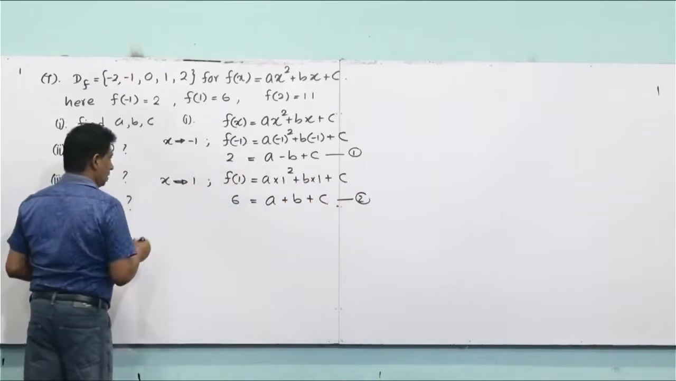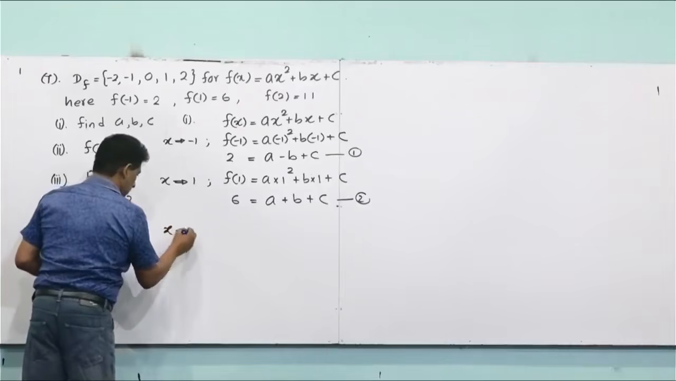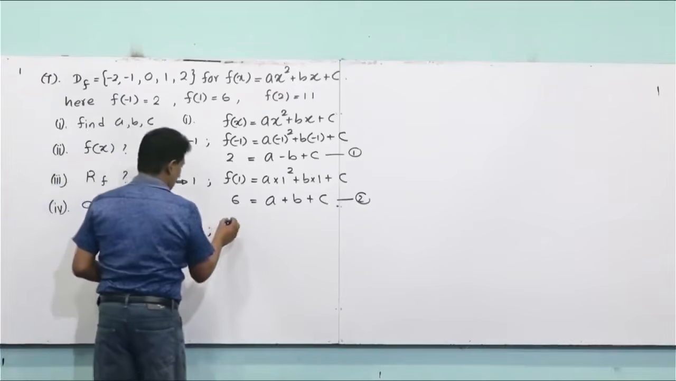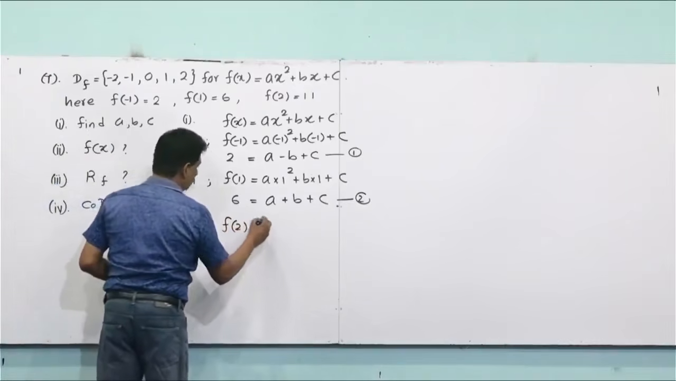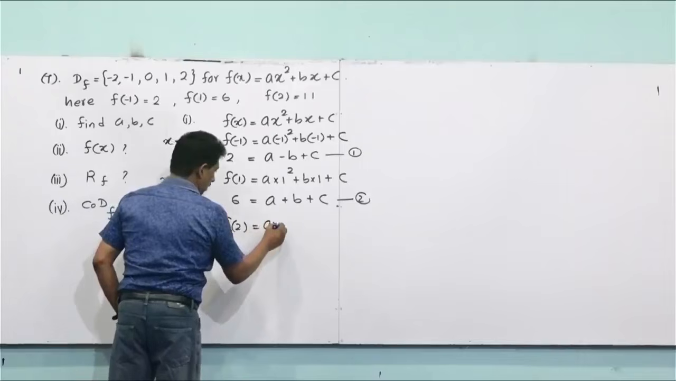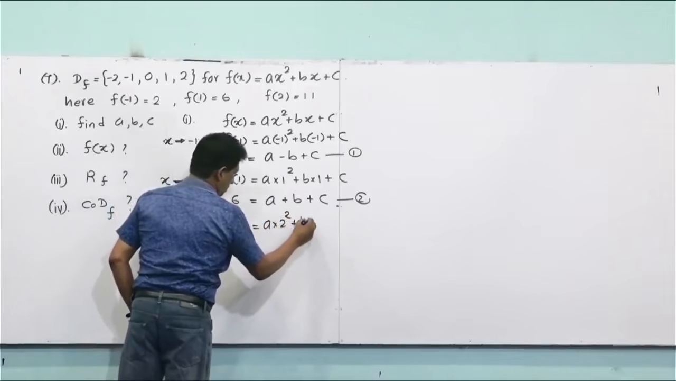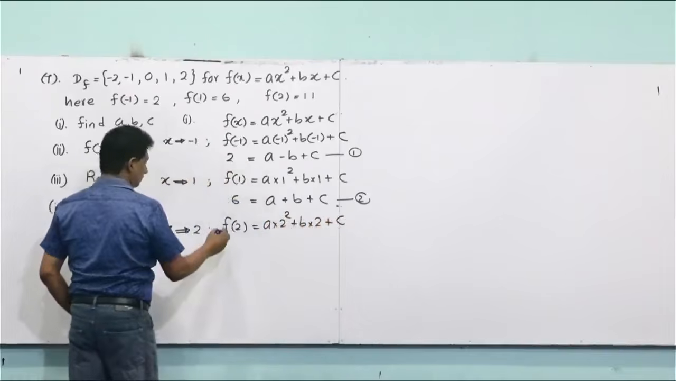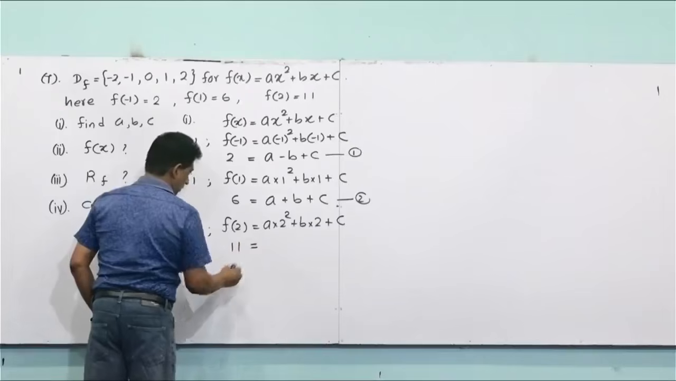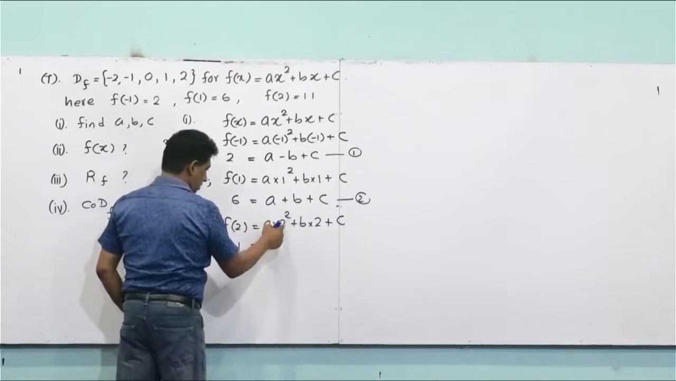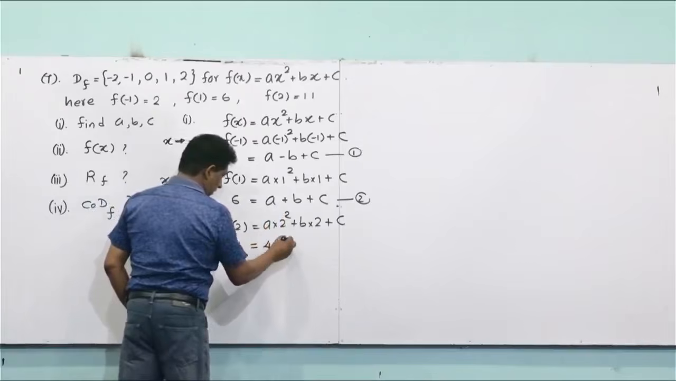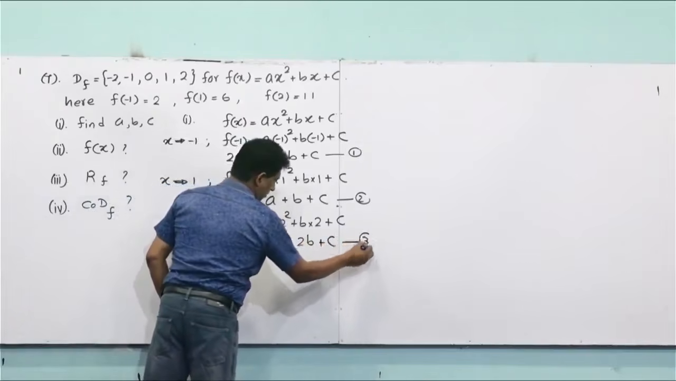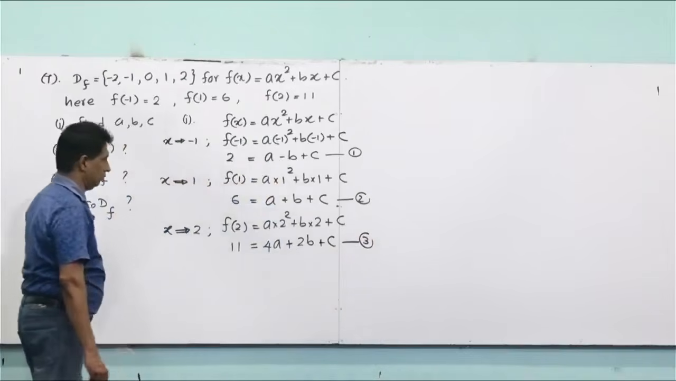Then f(2) is 11. Then we substitute x as positive 2. Then f(2) is equal to A into 2 squared plus B into 2 plus C. Then f(2) means 11. Here 2 squared means 4, that means 4A. Here 2B plus C. This is equation 3.